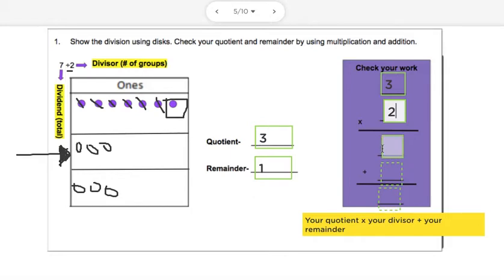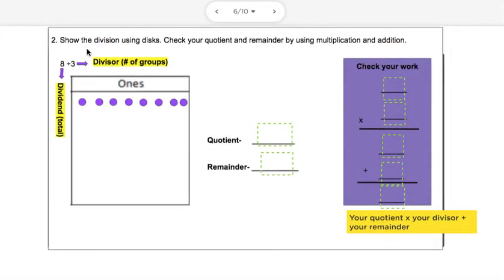Good, 2. What's 3 times 2? Fabulous, 6. And now we're going to add that to our remainder. What was my remainder again? Beautiful, 1. What's 6 plus 1? 7. Fabulous. Did we get the same answer that's in our total? Yeah, so we are good to go. Let's go ahead and try another one. In this problem, we have 8 divided by 3. Remember, our divisor tells us the number of groups we're breaking our place value chart into. So, how many groups are we breaking our place value chart into?